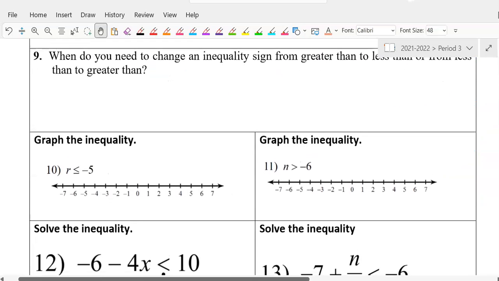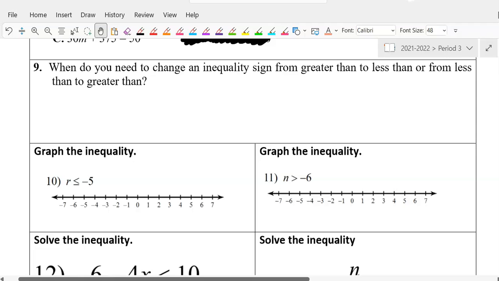All right. What do you need, Zenitsu, to change an inequality? I mean, when? Excuse me. When?